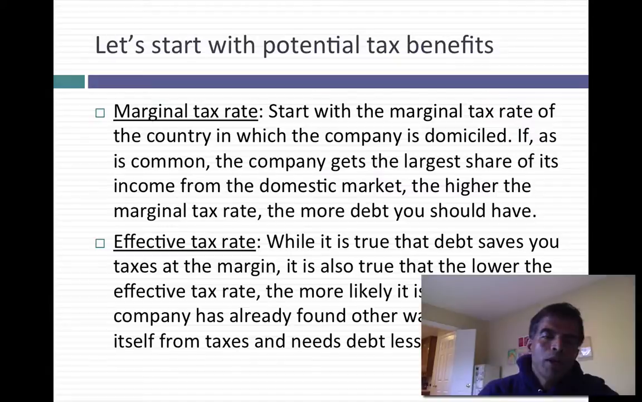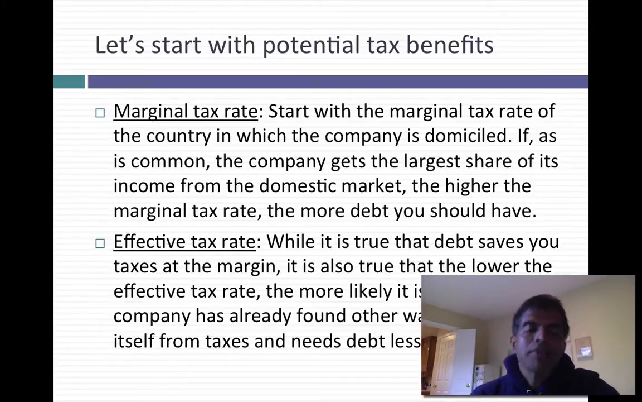Now, of course, with multinationals, you might get only 25 or 30% of your income from your domicile country, and that's where the effective tax rate comes in. When you have a company that's in many countries with low marginal tax rates, its effective tax rate can be lower than the marginal tax rate. So to see whether my company will get substantial tax benefits from borrowing, I'm going to look at both the marginal tax rate and the effective tax rate.